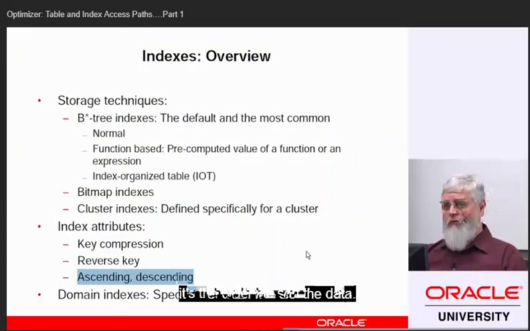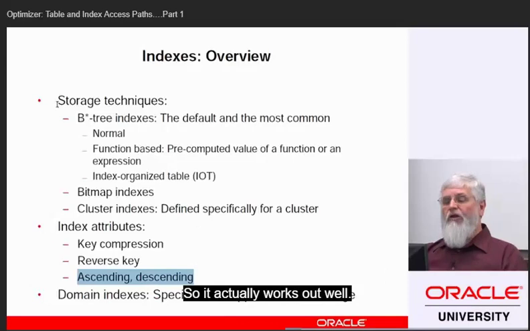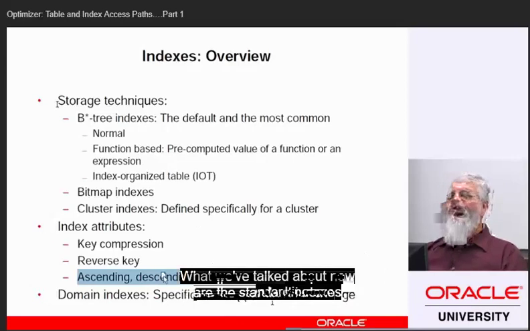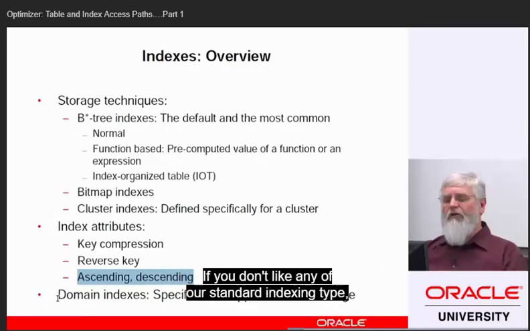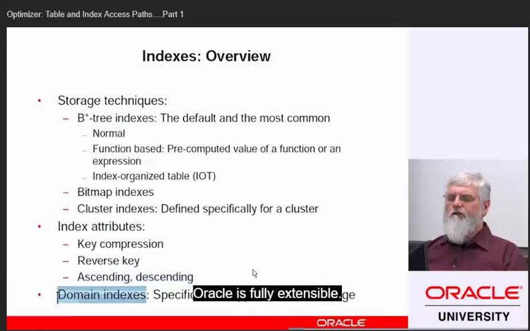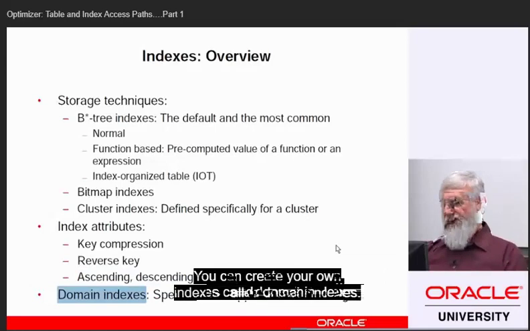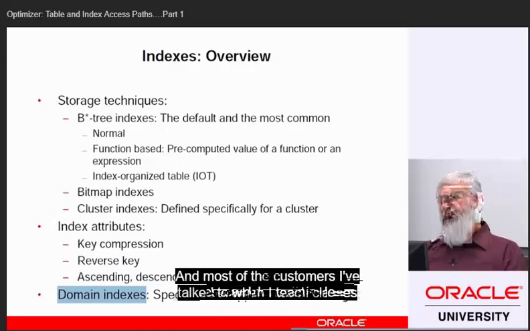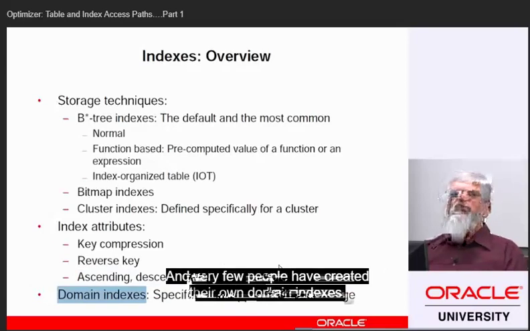Now, what we've talked about are the standard indexes that Oracle comes with out of the box. If you don't like any of our standard indexing types, Oracle is fully extensible. You can create your own indexes called domain indexes. Most of the customers I've talked to when I teach classes aren't using domain indexes, because it's one of the questions I commonly ask when I teach in class or on the web. Very few people have created their own domain indexes. Quite a few have used them by using some of the Oracle products that take advantage of them.